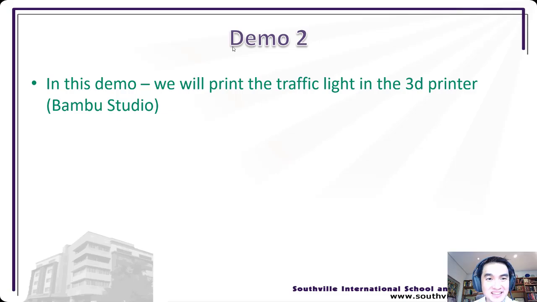So welcome back to this video, and this is demo 2. We're going to make a real traffic light. We're going to start out by printing it, taking a traffic light, 3D printing it, and then we'll put it together with some LEDs.